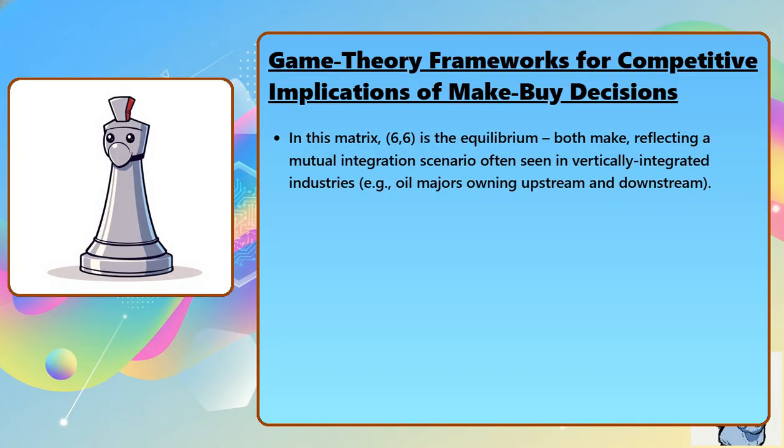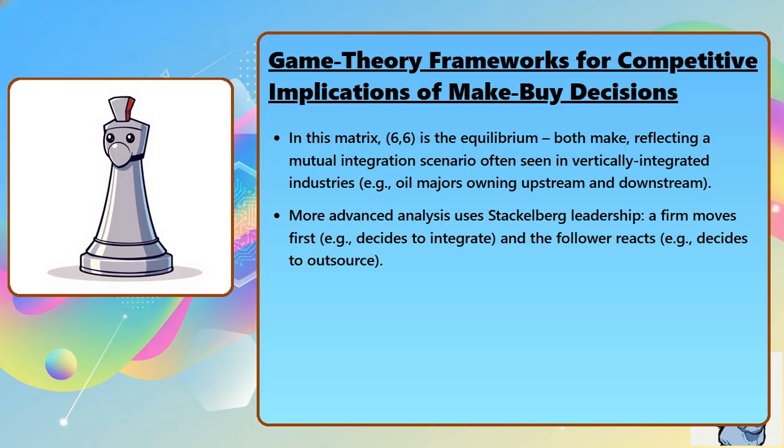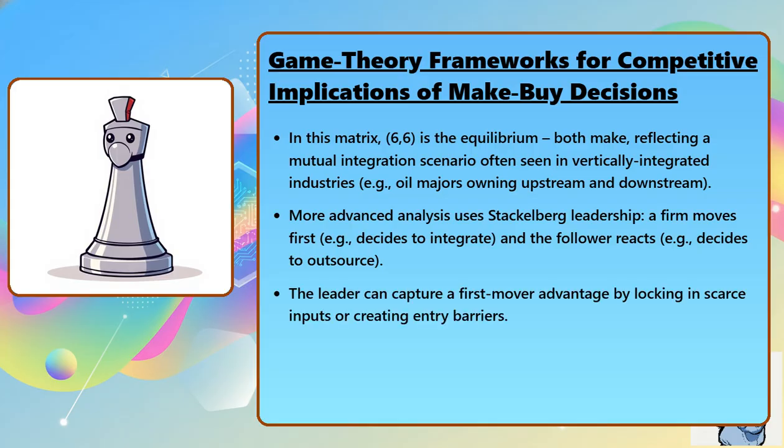In this matrix, 6,6 is the equilibrium, both make, reflecting a mutual integration scenario often seen in vertically integrated industries. For example, oil majors owning upstream and downstream. More advanced analysis uses Stackelberg leadership. A firm moves first, for example decides to integrate, and the follower reacts, for example decides to outsource. The leader can capture a first-mover advantage by locking in scarce inputs or creating entry barriers.